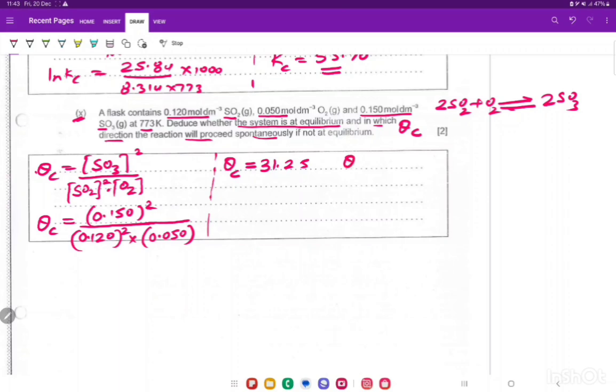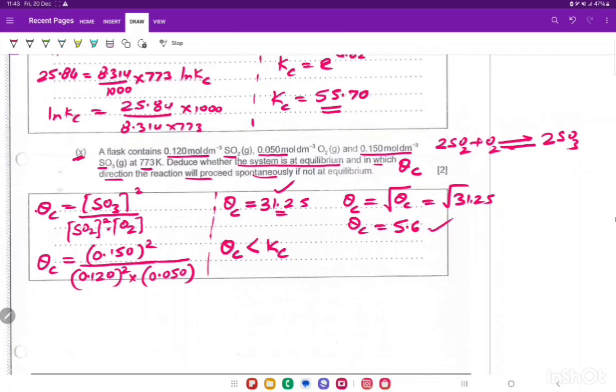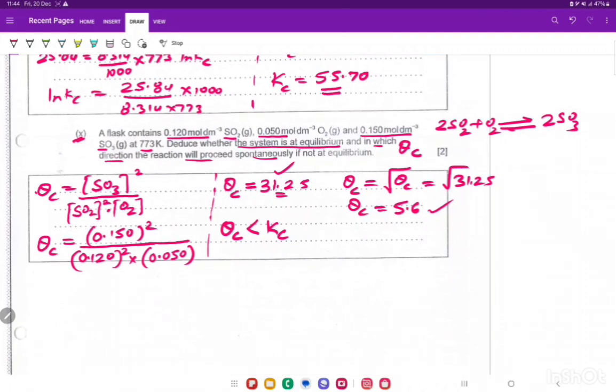Qc for half will be the square root of this, the square root of Qc, and that will be root of 31.25, which equals 5.6 for 1 mole. If I am taking it for 1 mole, this is for 2 moles of SO3. For 1 mole, we can do from both. Either you compare with 2 moles or you can compare with 1 mole. We can do both, because in both cases my Qc is less than Kc. Qc is less than Kc, because Kc is 55.70 and Qc is coming 31.25 or 5.6.